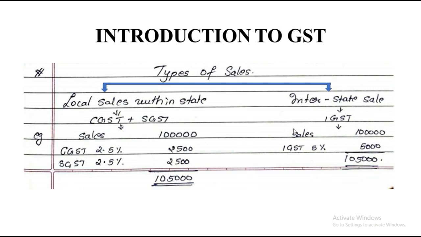Now we will take up two problem sums in order to understand what GST is, how you need to calculate it, who is liable to pay GST, and what the total amount is that the buyer needs to pay once GST is charged. So we'll take up two problem sums to understand that.